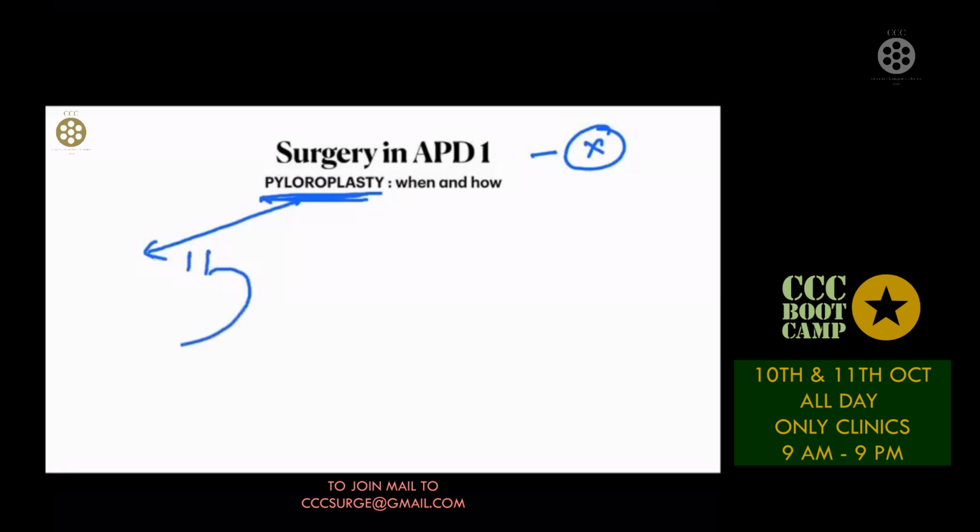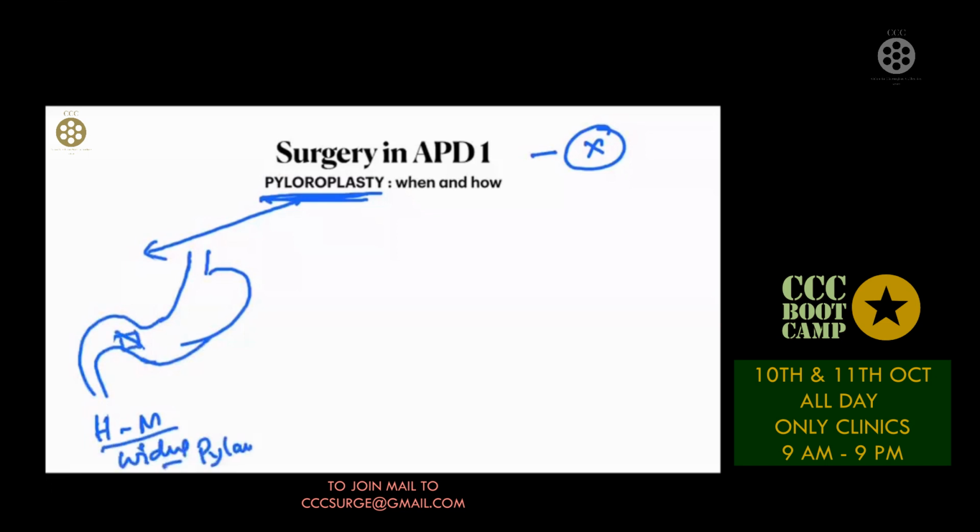Number one is called the Heineke-Mikulicz procedure, where you cut along the length and then you suture it in this direction. So basically, you are widening the pylorus. And that is because you have cut the vagus.